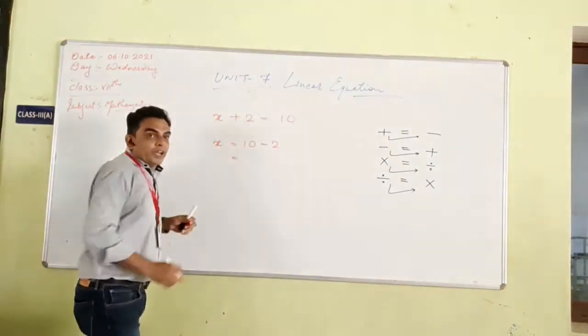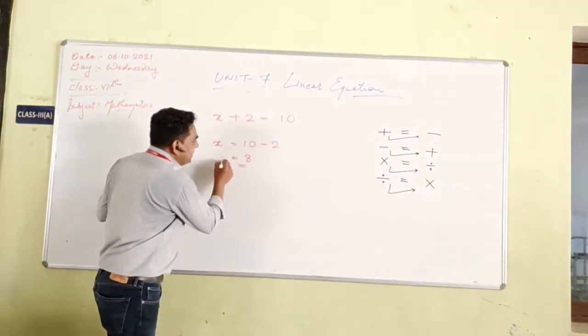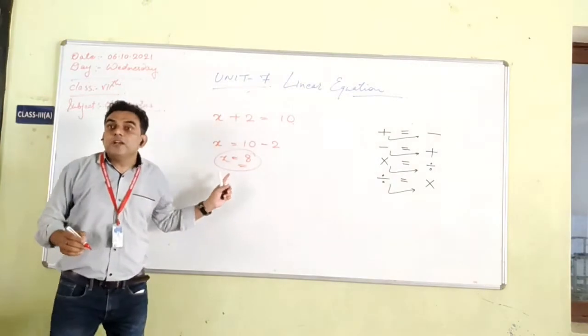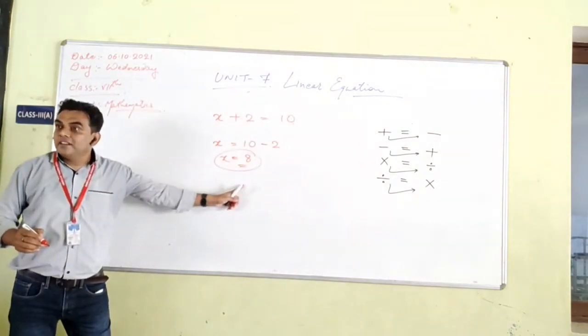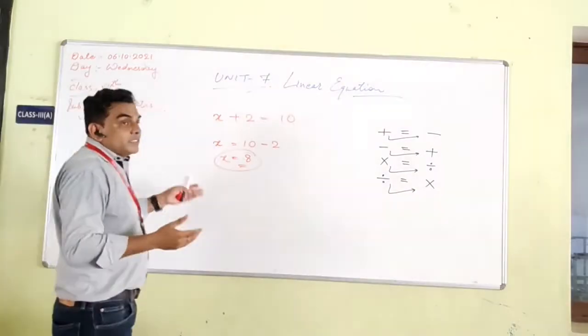Now you know how to do that. 10 minus 2? 8. Your answer is 8. That means the value of x is what? 8. But you can also check your answer, so that you know whether your answer is right or wrong.